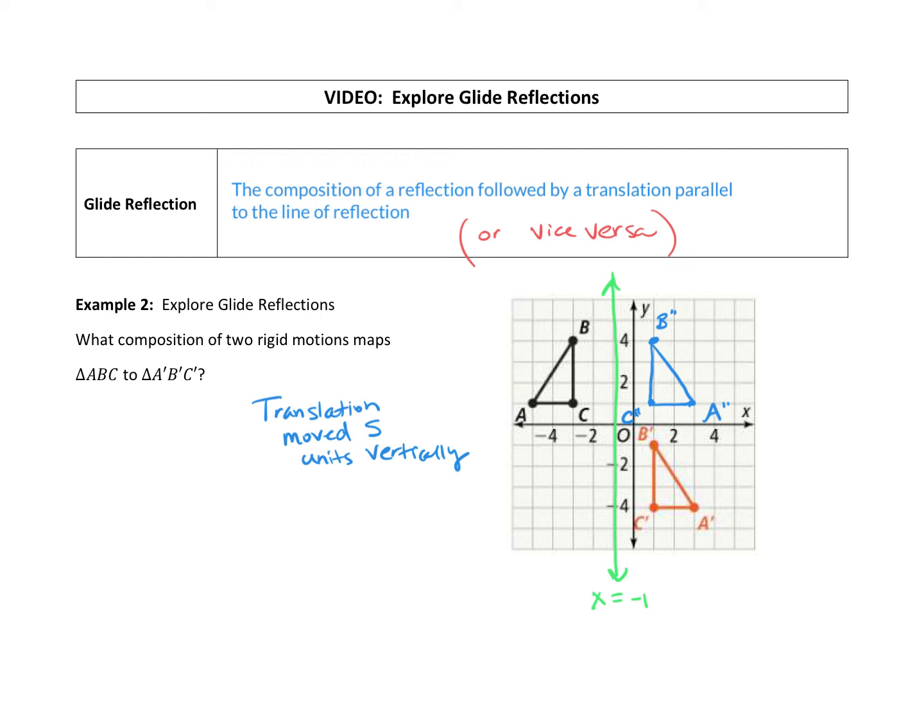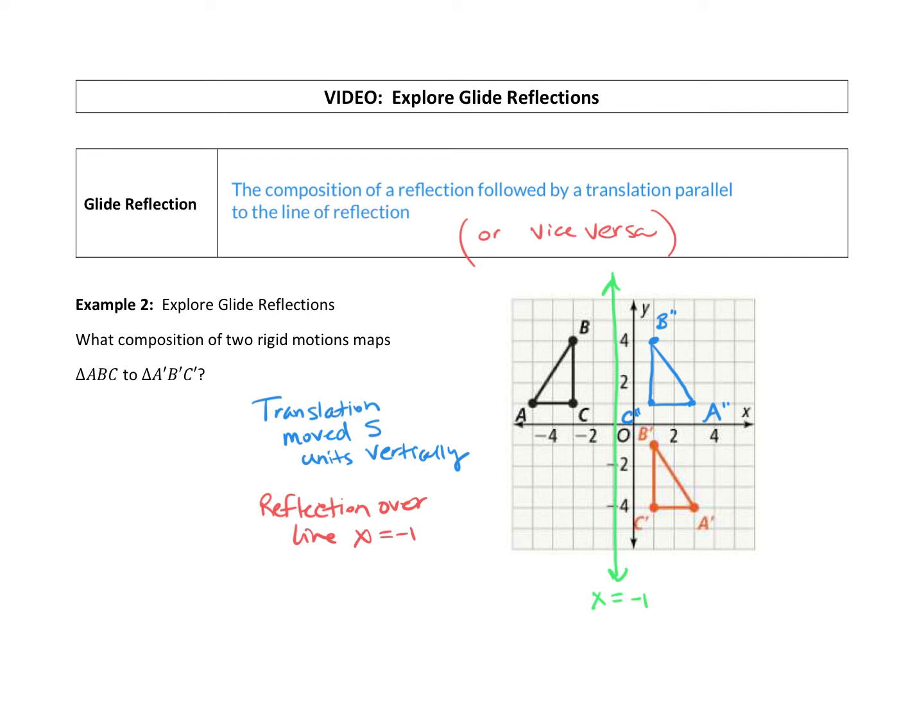Let's just double check that we agree that is a reflection line for the other points as well. So C and C prime, if I go from C to my line of reflection, is 2 units away. C double prime is 2 units away. A is 1, 2, 3, 4 units away from the line of reflection. And A double prime is 1, 2, 3, 4. So we got our line of reflection. We're showing that with each vertex of our triangle. So we had a translation that moved 5 units vertically, and then we had a reflection over the line x equals -1.